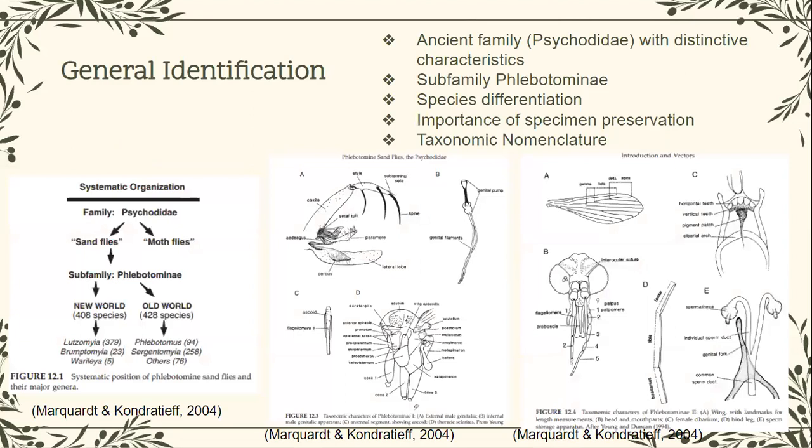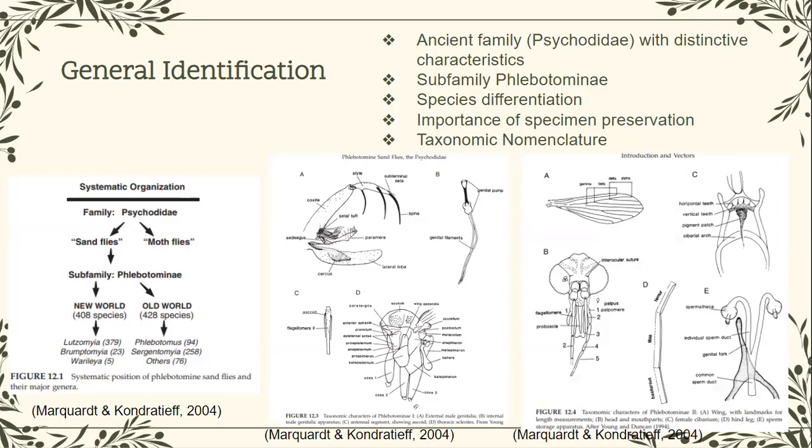For the general identification, the Psychodidae family, which includes phlebotomines, is ancient and has distinctive characteristics such as narrow scales on the head, thorax, legs, and wing veins. The phlebotomines are further distinguished by their elongated and fragile structure and piercing mouth parts, which are capable of taking blood. The subfamily Phlebotominae is divided into Old World and New World, as shown in the model. The taxonomic keys and distribution maps have been compiled for the Old World genera, while the New World genus Lutzomyia has been extensively studied and described.